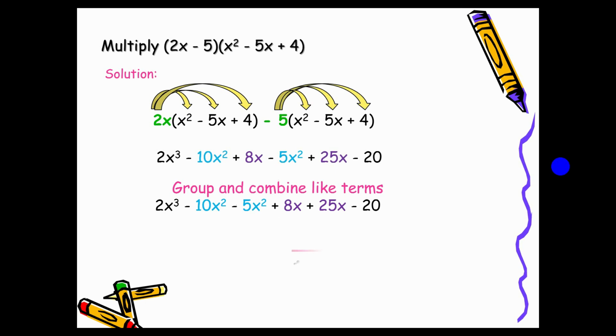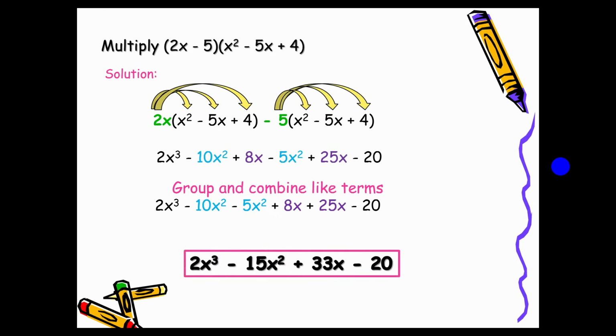After that, we will group and combine like terms. So here, 2x cubed minus 10x squared minus 5x squared plus 8x plus 25x minus 20. So the like terms here are negative 10x squared and negative 5x squared. So when we combine this, it will become negative 15x squared. Then the other like terms are 8x and 25x. So this will become 33x. So our final answer is 2x cubed minus 15x squared plus 33x minus 20.